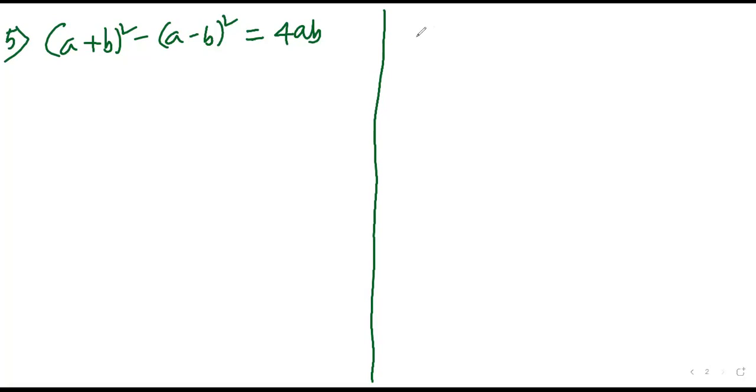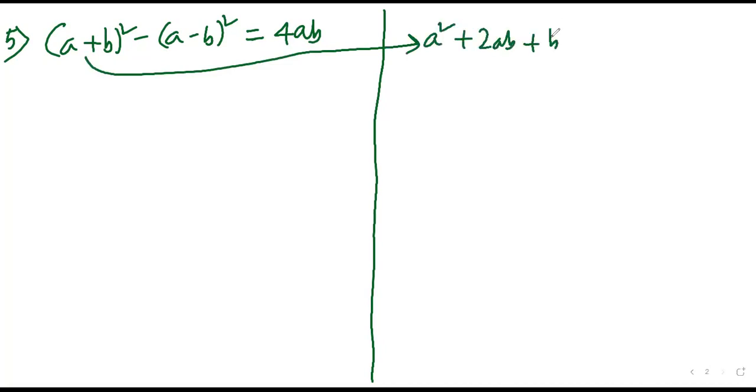So see, the expressions for a plus b whole square. What is the expression for it? Okay. The expression for a plus b whole square is a square plus 2ab and b square. Okay. And the expression for a minus b whole square is equal to a square minus 2ab and plus b square.